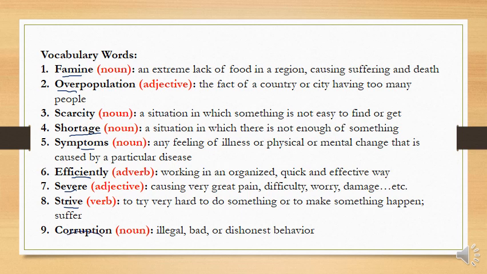Number nine is corruption, and it's also a noun. Corruption means something which is illegal, something which is bad, something which is dishonest, a bad behavior. For example, the corruption that happens in certain governments, a corruption that happens in a certain place, which is bad and sometimes illegal.